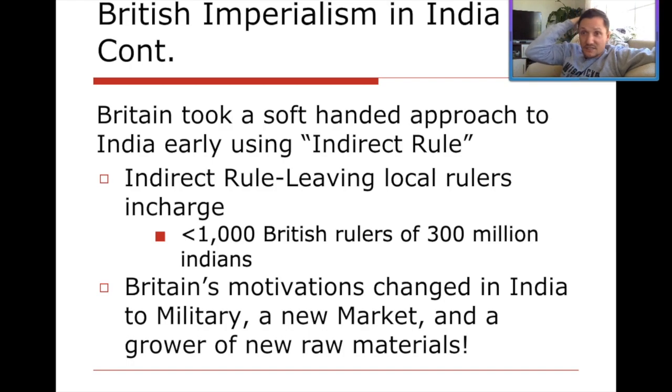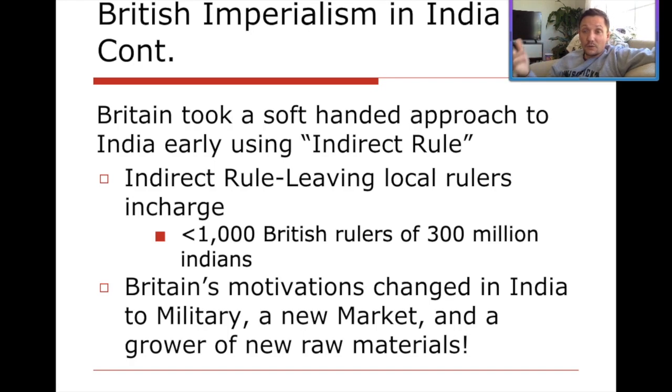So as the Industrial Revolution gets kicked up, Britain realizes that we have a place that we could take over completely and take all to ourselves, kick all the other European powers out, and we now would have a place for our military functionality. We would now have a place for a new market. We'd be able to sell cheap goods to the Indian people.